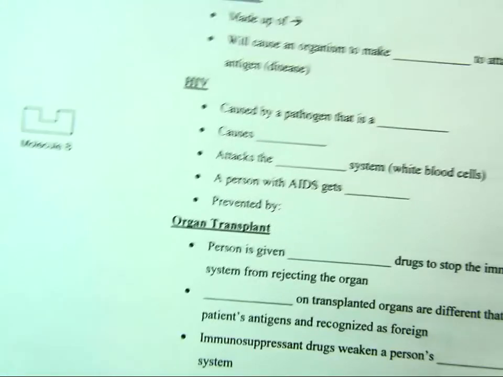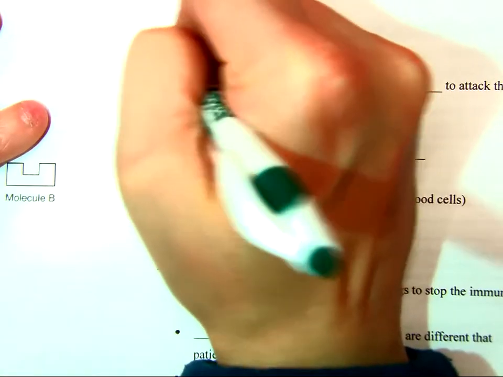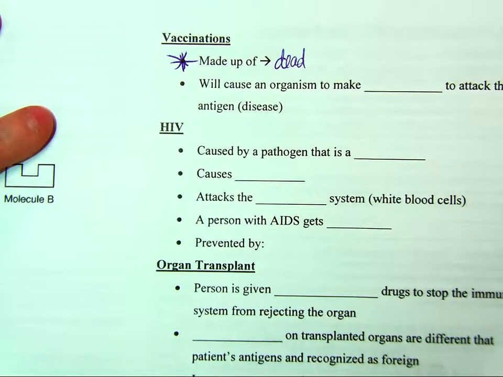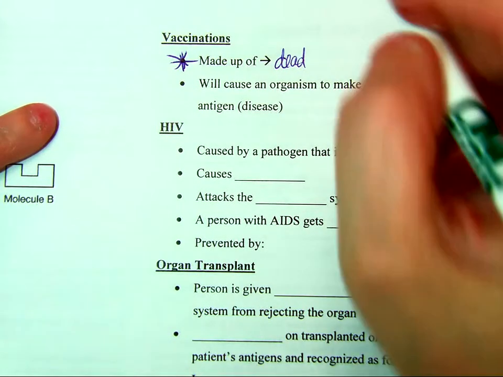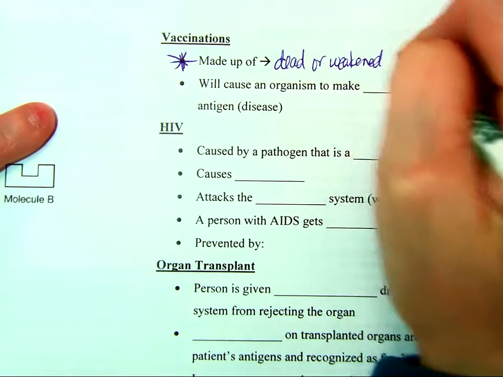Okay, finishing up with immunity, vaccinations. You have to know this, and this is a term and a definition that you have to memorize. Vaccinations are made up of dead or weakened organisms.